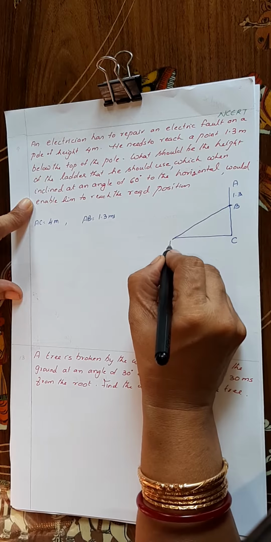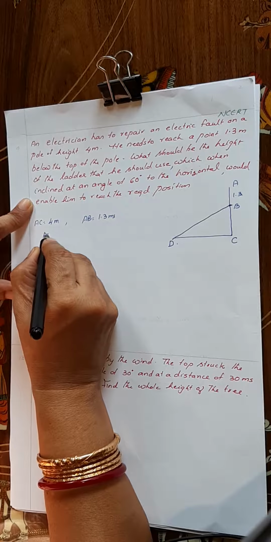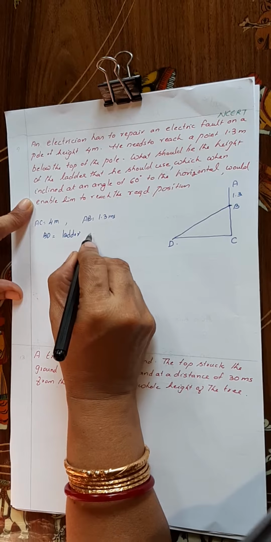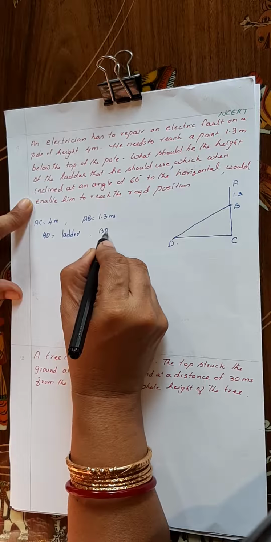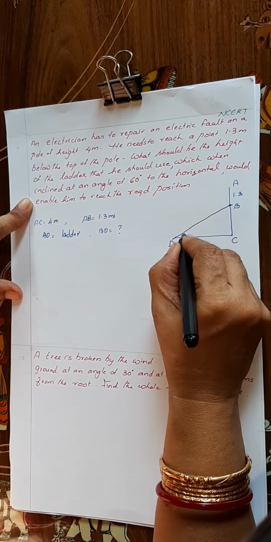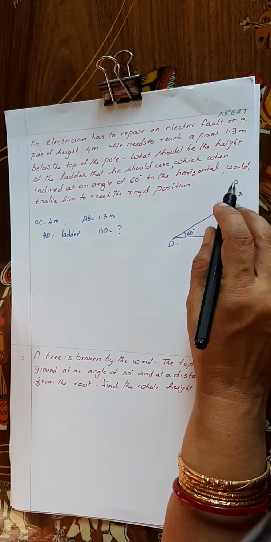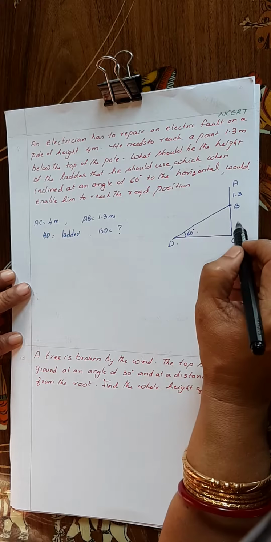So BD is the ladder. This is what we have to find. Length of the ladder is what we have to find. They have given this is 60 degrees. So that now we know the total length AC is 4.